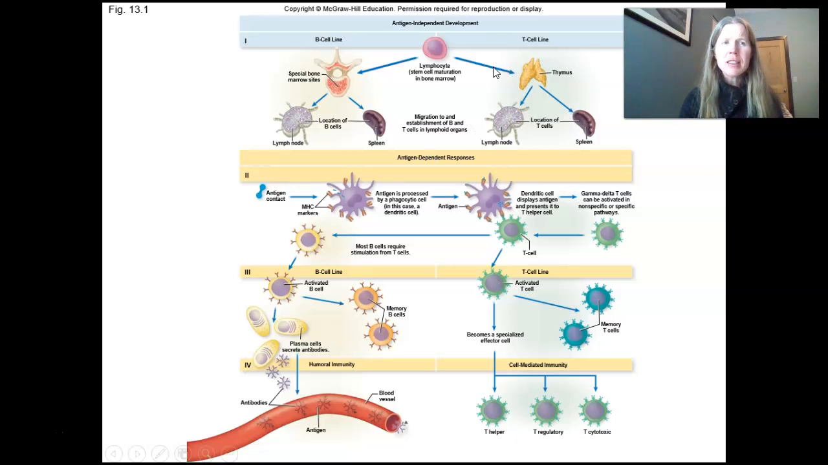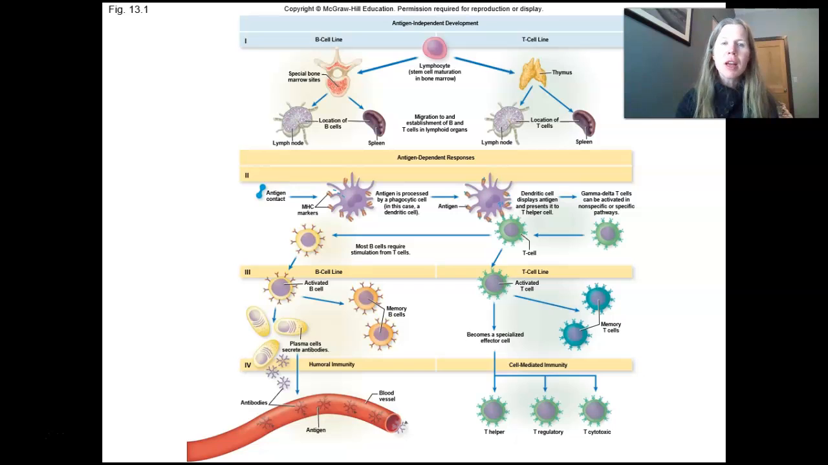Now, this is figure 13.1. This is a really nice overview of the whole system. So let's run through this and then we'll jump into some details. Remember the lymphocytes were coming from that lymphoid stem cell. This is a totally different lineage of cells than that made the rest of the blood cells. Some of these lymphocytes are going to remain in the bone marrow to mature, and those are going to become the B cells. So B cell, B lymphocyte, same thing.